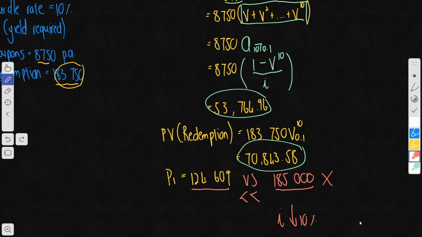If you did accidentally purchase this bond, the investor would earn 4.7% on his investment instead of the required 10%, so you might get into a bit of trouble.